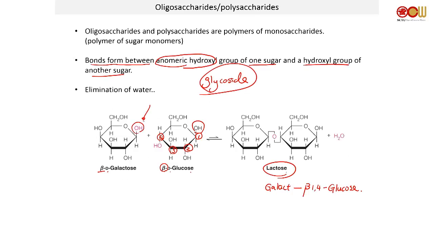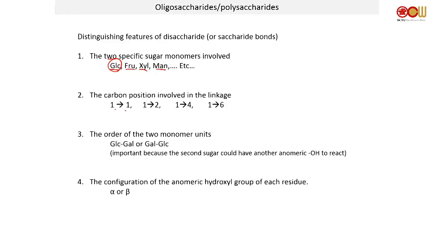In this case, this is 1, this is 4. So you have 1, 4. So I have 1 to 1, 1 to 2, 1 to 4, 1 to 6, etc. So you have to specify which two sugars you're using, where do they link, and the order of the link. Is it glucose first and then galactose, or galactose first then glucose? Okay, so the order matters. All right, so this is important because the second sugar will have another anomeric sugar that it can react with.